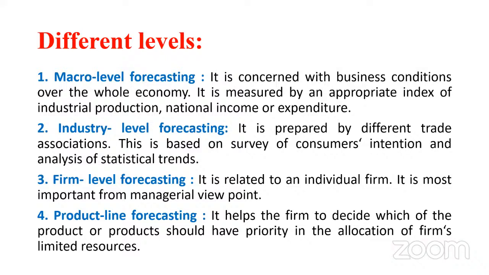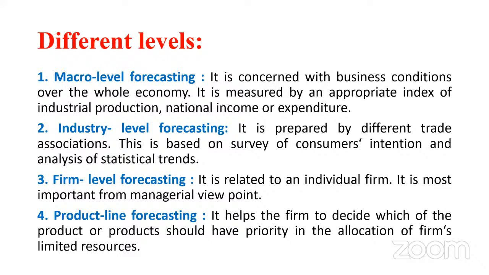Now, come to the different levels of forecast. It may be macro level forecast, industry level forecast, firm level or product line forecast. Let's start with the macro level. Macro level forecast is concerned with the business conditions over the entire economy as a whole. It is measured by the appropriate index of industrial production, national income, national expenditure, etc. Because we have to take the entire economy as a whole, the aggregation concept. On the basis of that, we are able to predict it.